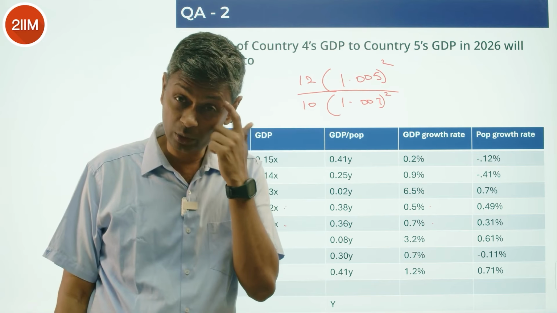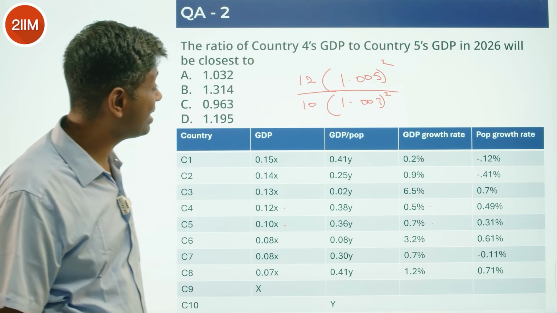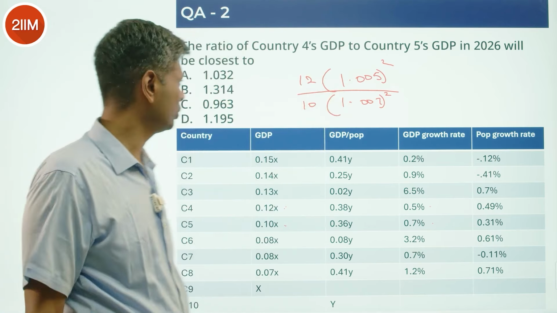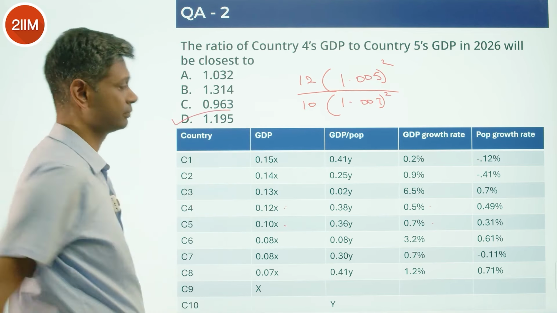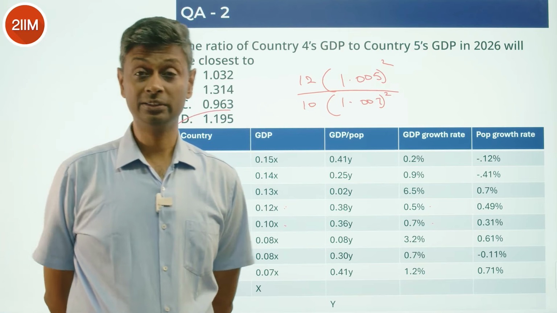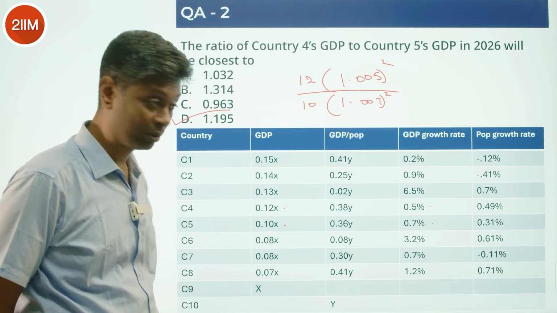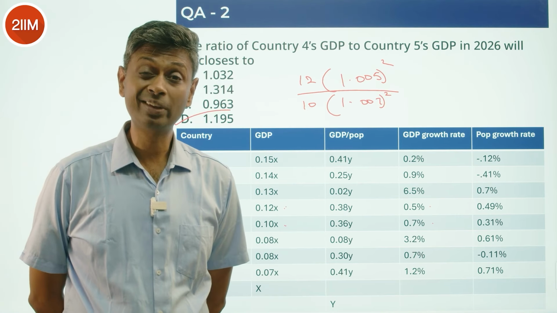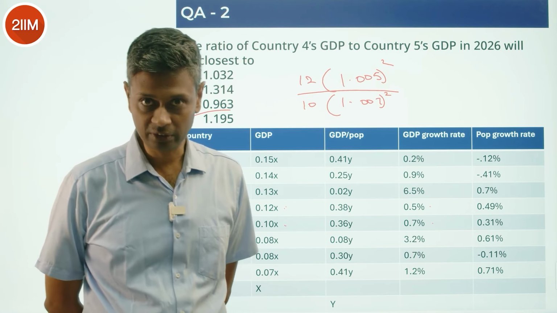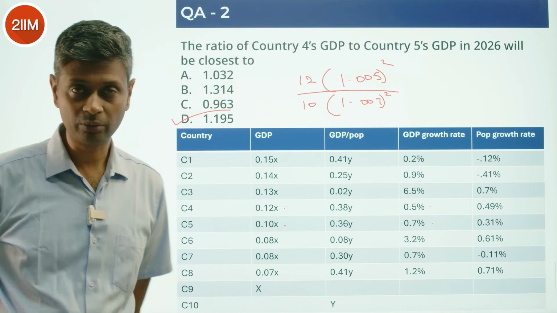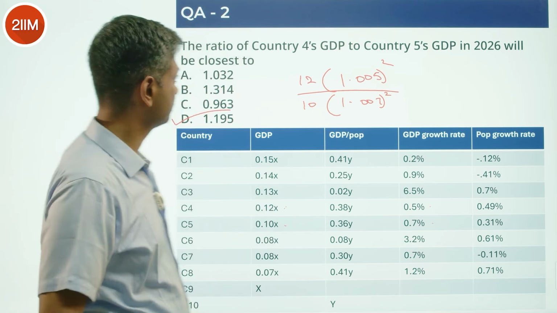The only thing I need to process is my ratio going to be less than 1.2 or more than 1.2. This is less than this. It will be less than 1.2. Slightly less than 1.2. Don't calculate this. I'm looking at 1.2 and saying currently it is 1.2 and my country 4 is growing slightly slower than country 5. The ratio will become slightly less than 1.2. Whatever that is slightly less than 1.2 is only one choice. Mark it. Good to go.